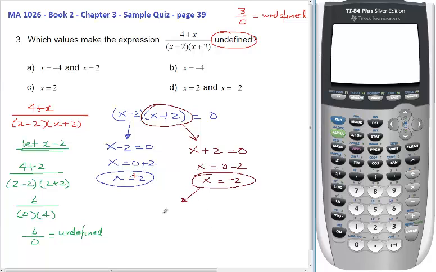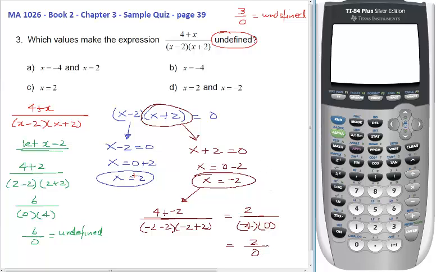Well, let's see if it does. I'm substituting in negative 2 now for x. 4 plus negative 2, then I get negative 2 - 2 times negative 2 + 2. So I have 4 plus a negative 2, which is 2. Then I have negative 4 times 0, and of course, negative 4 times 0 is still 0. So that also made the denominator 0, which makes the expression undefined.